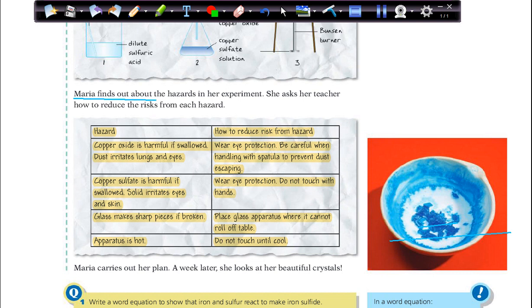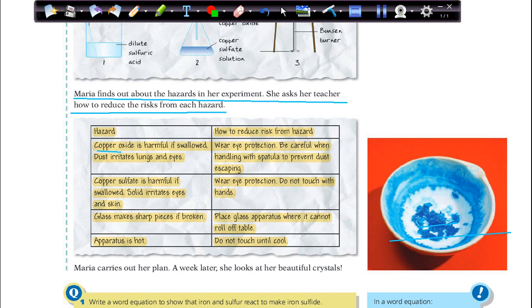Maria finds out about the hazards in her experiment. She asks her teacher how to reduce the risks from each hazard. This is so important in any experiment, in any project, and even small projects. We need to assess the hazards. We need to take care of the equipment, the temperatures, the fire, the glasswares that we are using. So you need to write down the hazard and how to reduce the risk from this hazard.